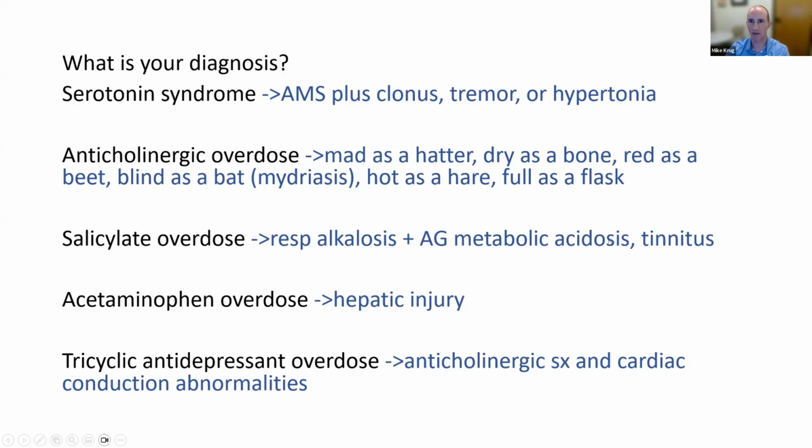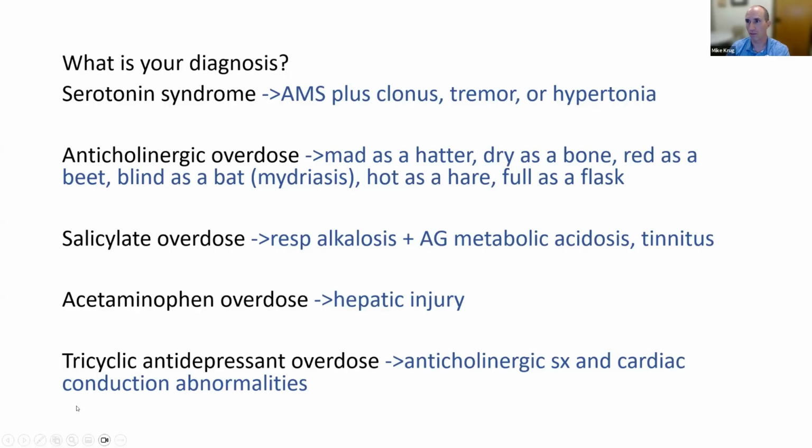Salicylate overdose, we talked about this: tinnitus, and then the respiratory alkalosis with anion gap metabolic acidosis. Acetaminophen overdose, hepatic injury. Of course, if the person just swallowed them, you may not see it then, but it shouldn't cause this confusion that this patient was having up front.